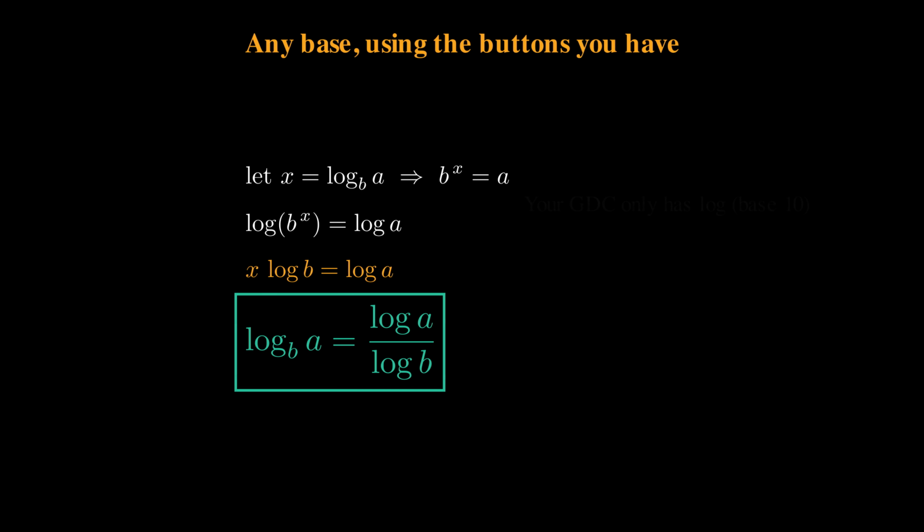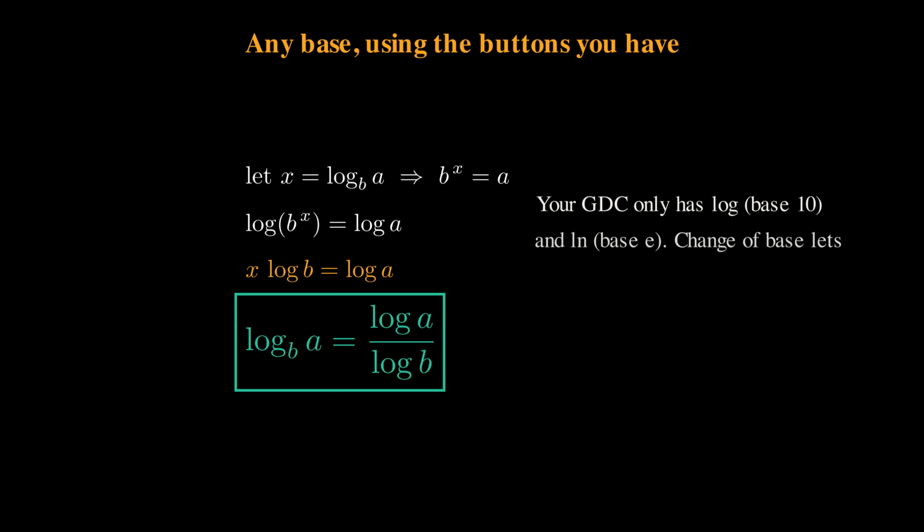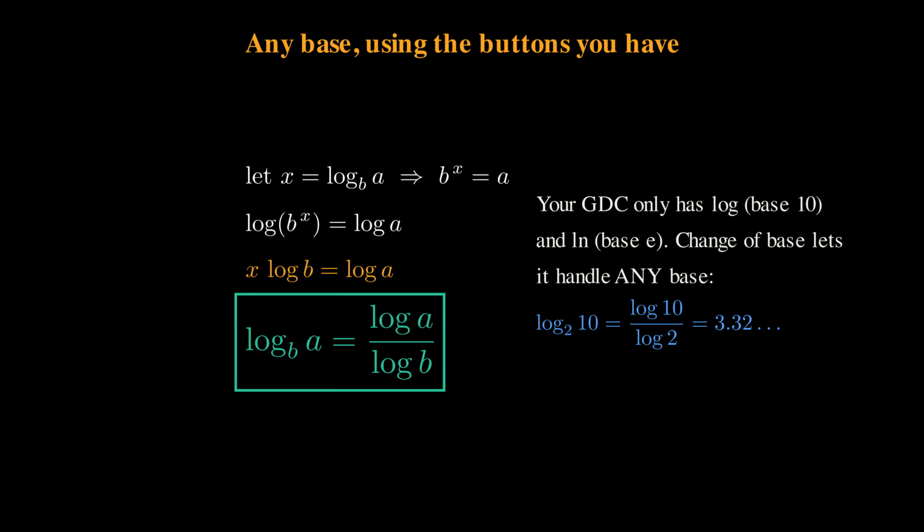Why care? Your GDC only has 2 log buttons, base 10 and base e. But with change of base, you can evaluate a log to any base. Log base 2 of 10, just type log 10 divided by log 2. 3.32. No special button needed.